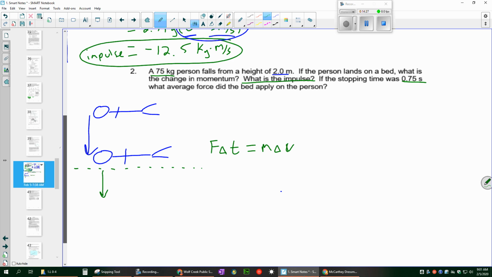V equals d over t. No. Okay. Anyone know why we can't use V? Well, right now, I want the velocity right here, right? I want that velocity right before they sink into the bed. When something's falling, why can't I use this equation? It's accelerating, right? So I can't use that one. So, good try though.